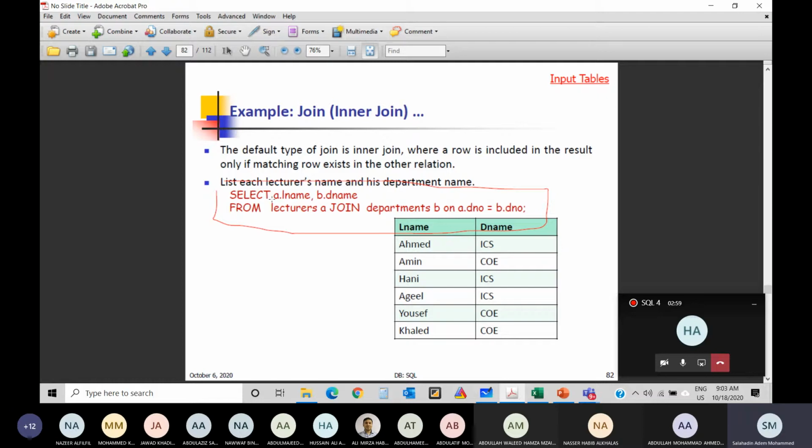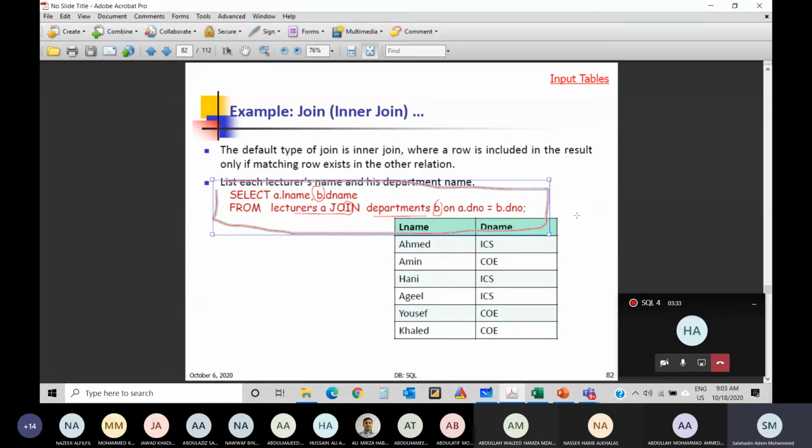I will say select A last name. What is A dot? A stands for what? For lecturer A. We named it lecturer A. And department name, but department name is coming from table B. What's table B? Table B is the department table. So I'm saying select this column and this column from these 2 tables, which is lecturer table, which I call A, department table, which I call B, but join them. Join them according to what? Make sure that the A.dno must be equal to B.dno.